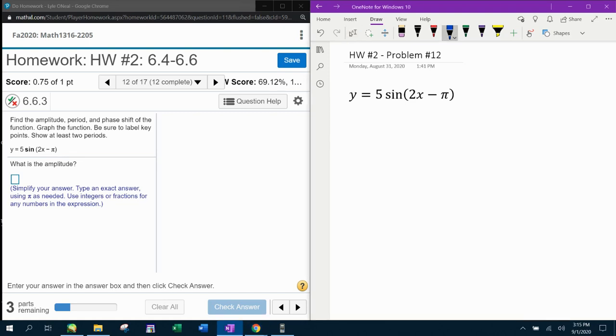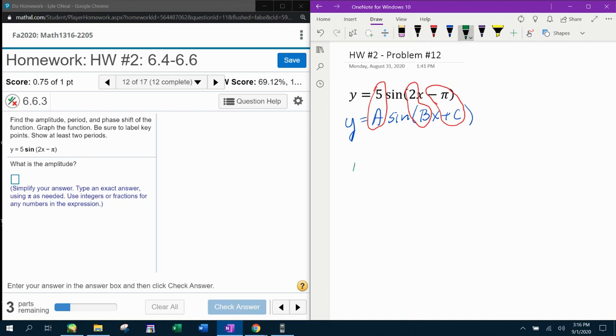Here we go. The first thing I want to do is give you the standard form of a sine function, and that equation is y equals a sine of bx plus c. That is your standard form of a sine function, and we can see that the value of a is 5. The value of b is 2, and the value of c is negative pi. And so from that information, we're going to be able to find our criteria, what they're asking for, okay?